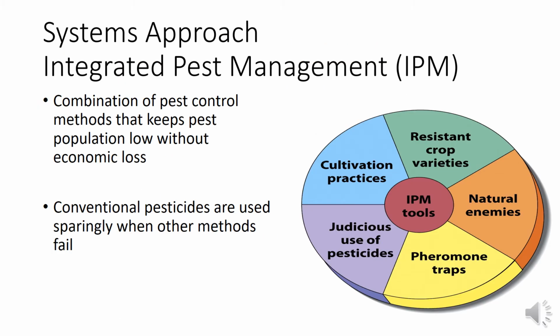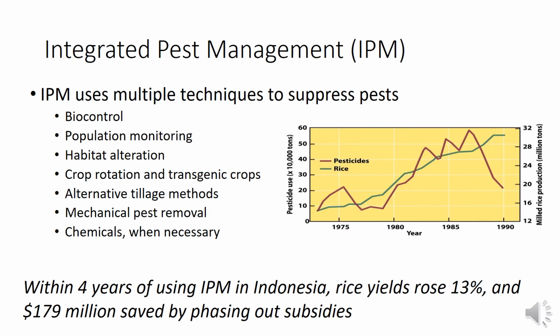Basically, you have this systems approach, right? You're looking at all different ways of managing your pests and combining those pest control methods without using actual chemical pesticides. So, like I said, integrated pest management uses many techniques, right? You're integrating many different techniques to suppress these pests.